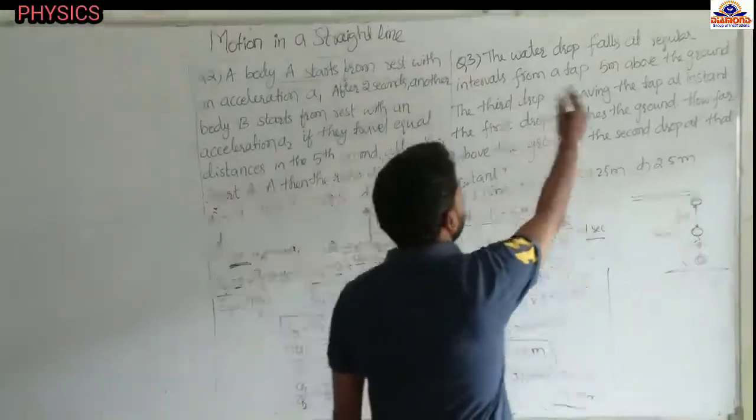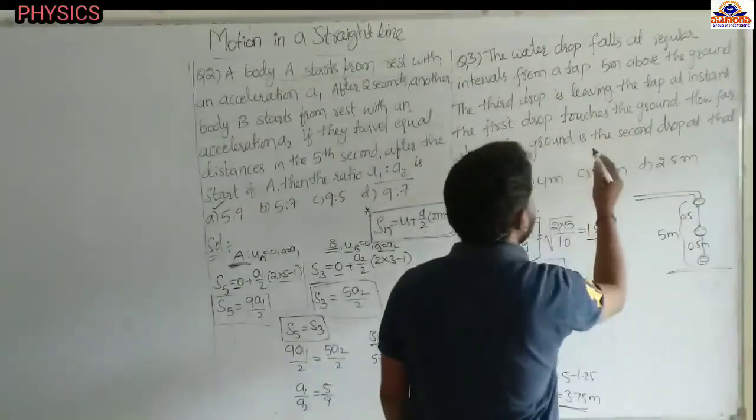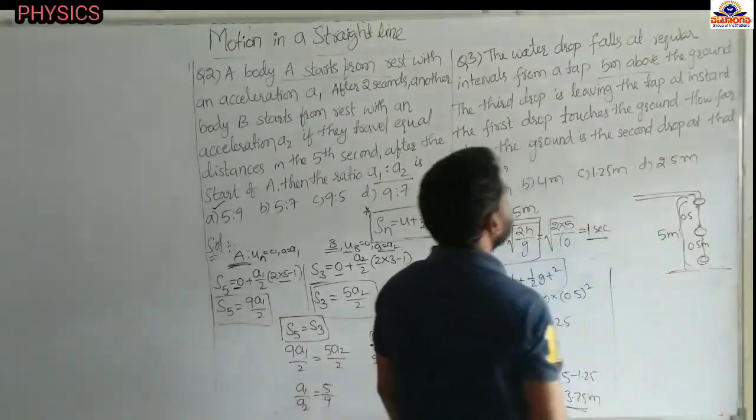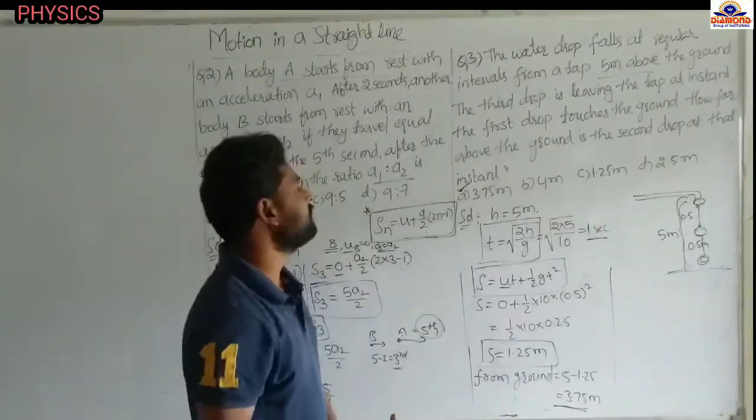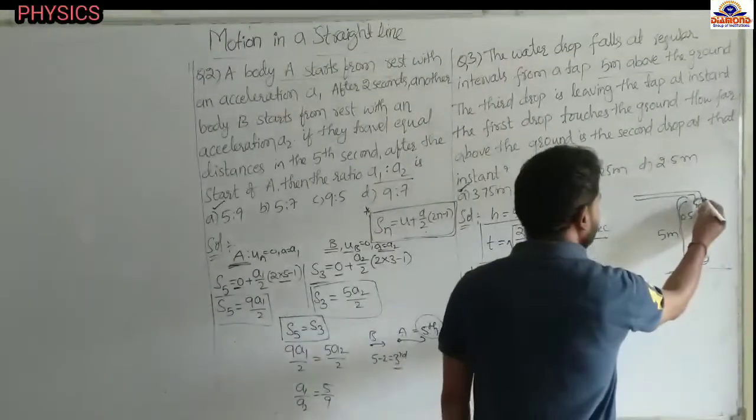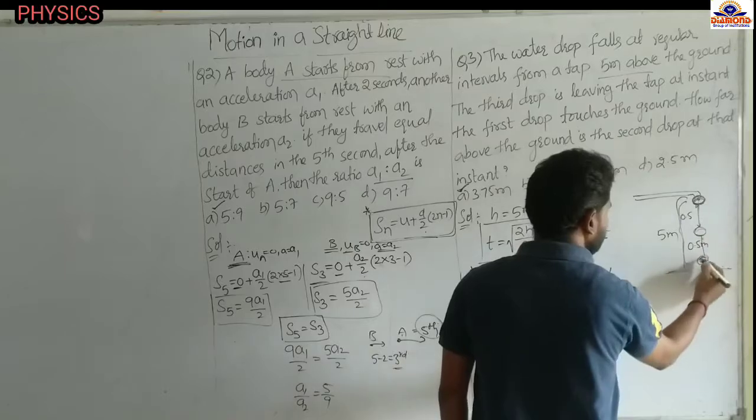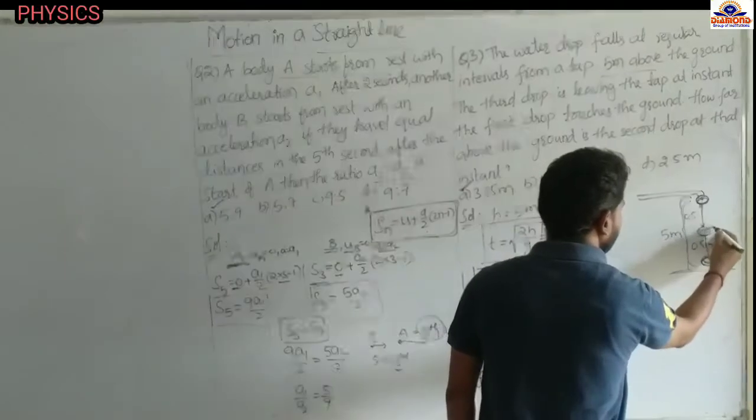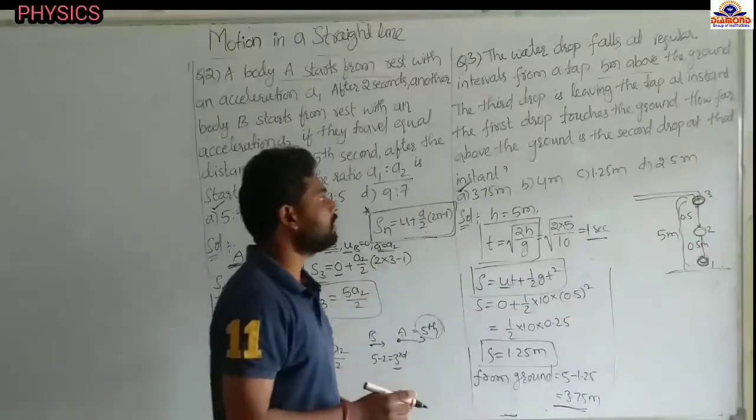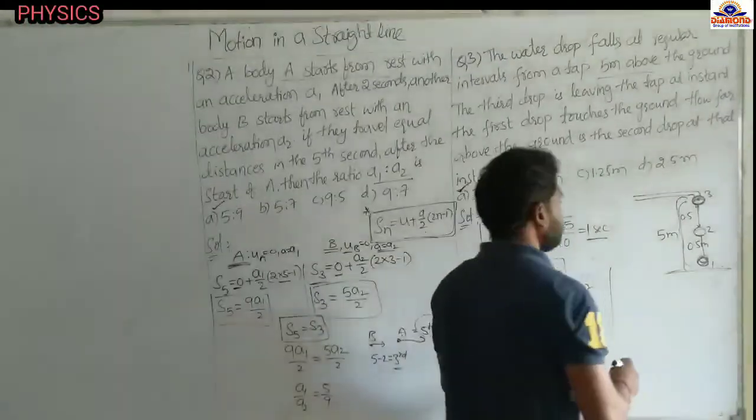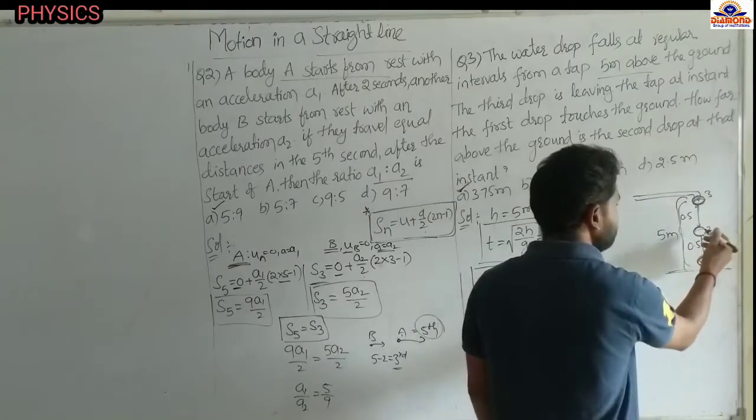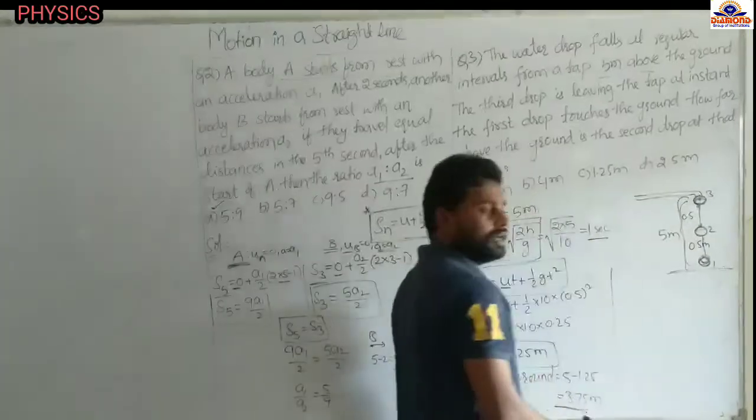Water drops fall at regular intervals from a tap 5 meters above the ground. This is the tap, 5 meters above the ground. The third drop is leaving the tap at the instant the first drop touches the ground. Whenever the third drop is leaving the tap, the first drop is touching the ground. 1, 2, 3. How far above the ground is the second drop at that instant? So what is the displacement or distance of the second drop from the ground we have to find.